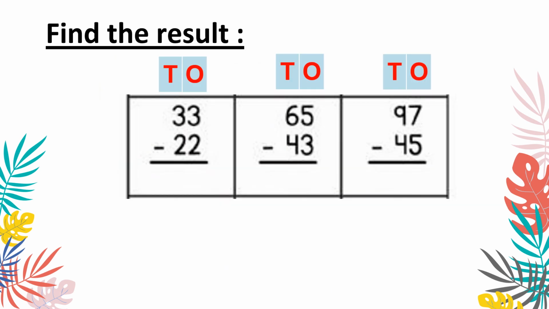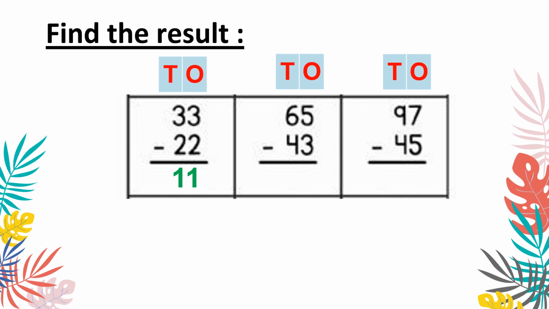Find the result. In first one we have here 33 minus 22. Okay, we start with ones. 3 minus 2. Let's count after 2 to stop at 3. After 2, 3. How many fingers? 1. Okay, in tens place we have 3 minus 2. Let's count after 2 to stop at 3. After 2, 3. How many fingers? 1. So the difference is 11.